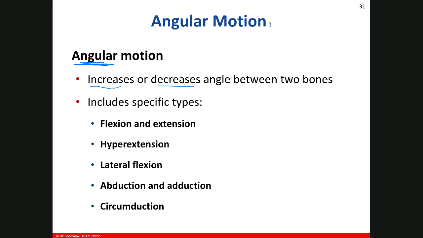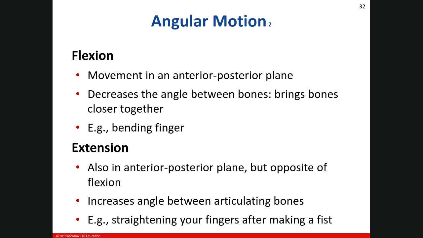Let's start off with flexion. When we're dealing with flexion, we're dealing with the anterior and posterior plane, so you're moving through that plane. Think about when you flex your elbow. What are you doing with your forearm? You're bringing it closer to your humerus. So you're going to bring the bones closer together. That's flexion.